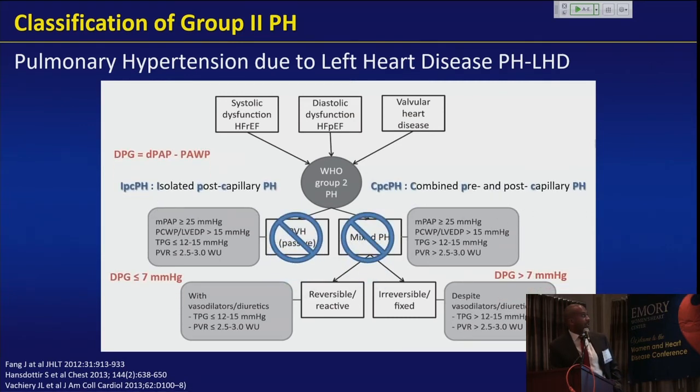What did we change? Basically, we changed the nomenclature. Now, if you have a wedge that's higher than 15 with a mean PA pressure that's higher than 20 or 25, and your transpulmonary gradient is less than 15, this is called isolated post-capillary pulmonary hypertension. If you have a transpulmonary gradient more than 15, it's called combined pre- and post-capillary pulmonary hypertension, which is further divided into reversible or irreversible CpcPH, and it's defined by the diastolic pressure gradient less or more than 7. So keep this also in mind, just in case you're running into a report or a note or a paper that can sometimes be confusing, but you can refer to this diagram. Hopefully that will clarify some of the ambiguity around the nomenclature.